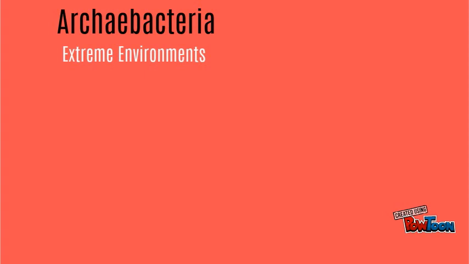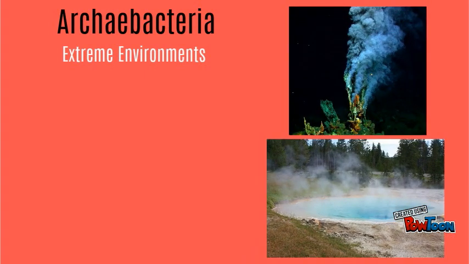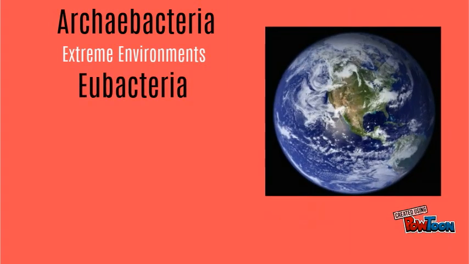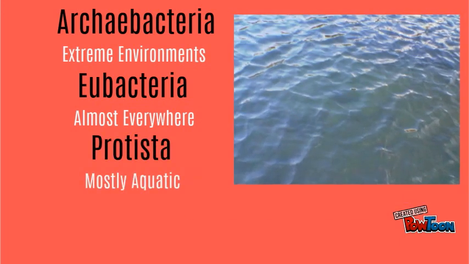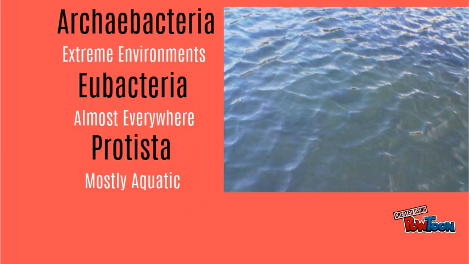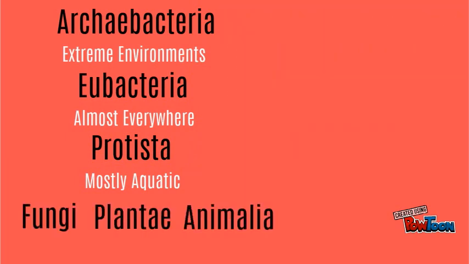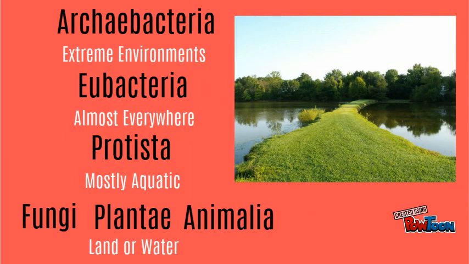Archaebacteria live in extreme environments like deep sea vents and hot springs. Eubacteria live pretty much everywhere else. Protista are mostly aquatic, meaning they live in water, and fungi, plantae, and Animalia can live on land or in water.